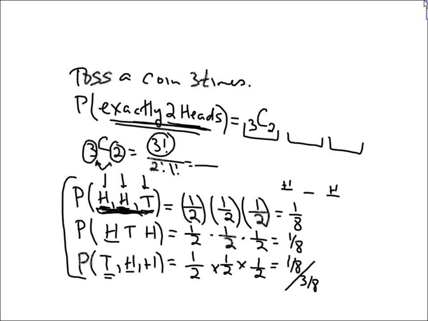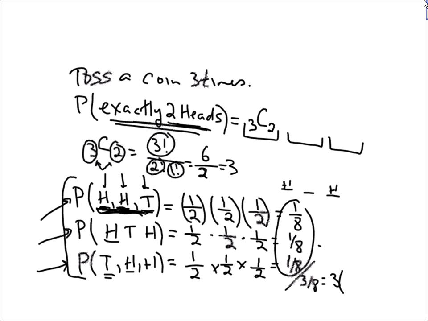3 times 2 times 1 is 6. 2 times 1 is 2. Times 1 factorial is 1. 2 times 1 is 2. And we got 3, just like we said we would get. 3 different outcomes, and they're all the same. In fact, this 3 over 8 came from 3 times 1/8.